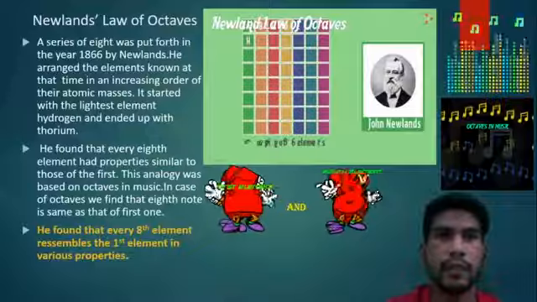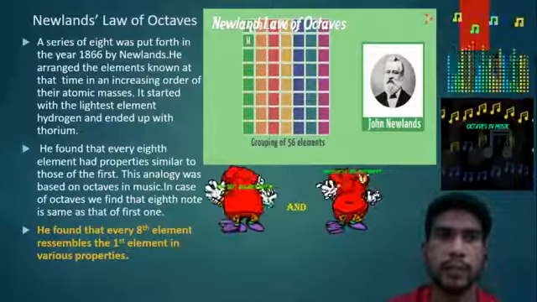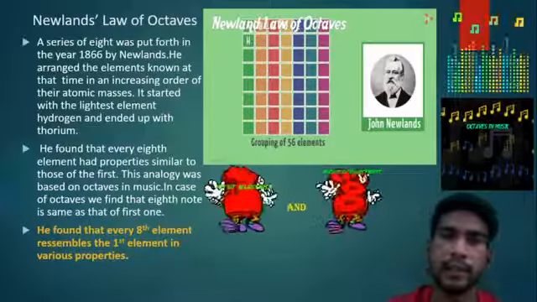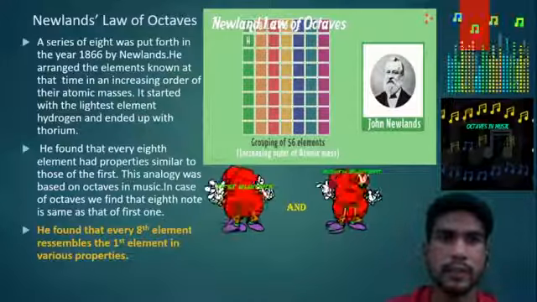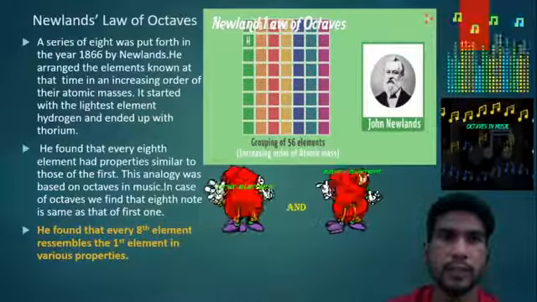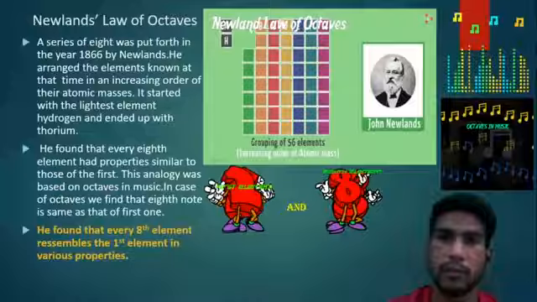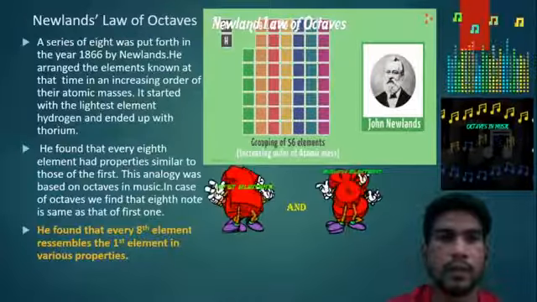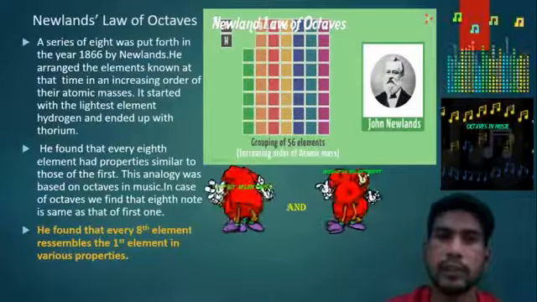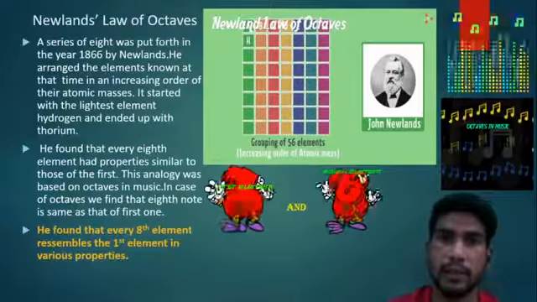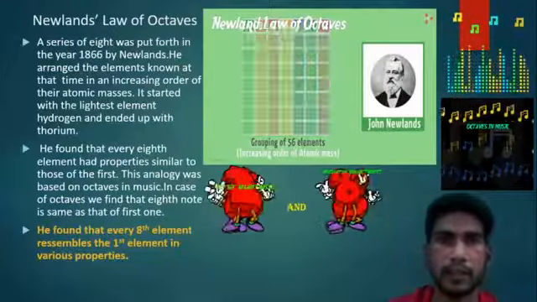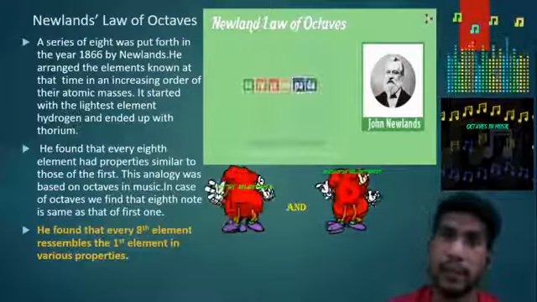A series of 8 was put forth by Newlands in the year 1866. So Newlands put forth a series of 8 elements in the year 1866. He arranged the elements known at that time in increasing order of their atomic masses. He started with the lightest element, that is hydrogen, and ended with thorium, the heaviest element of that time.